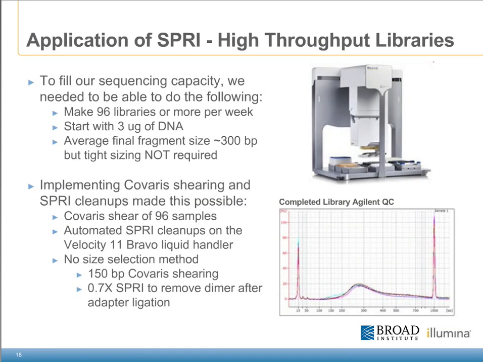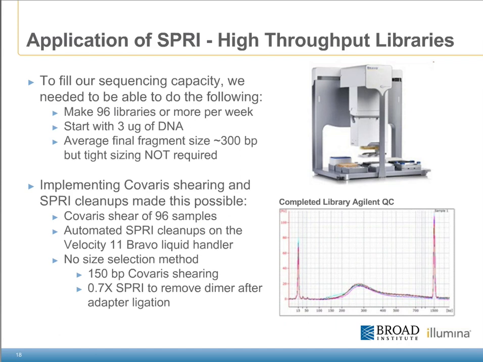So how we've applied SPRI is to our high throughput libraries. Because it can be done in a plate, it allows us to do libraries at a much larger scale than we were ever able to before. And one of the challenges we had is that for a lot of projects that didn't need tight sizing, that just needed some coverage-based projects, they wanted 96 libraries a week or more. They had 3 micrograms of DNA to start with. And again, they didn't need gels. They just wanted libraries that they could get coverage, just run on the sequencer.